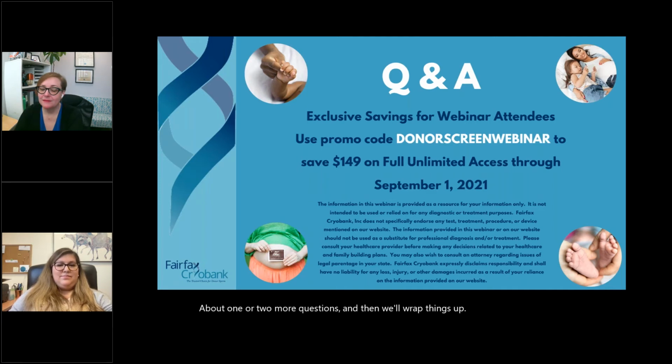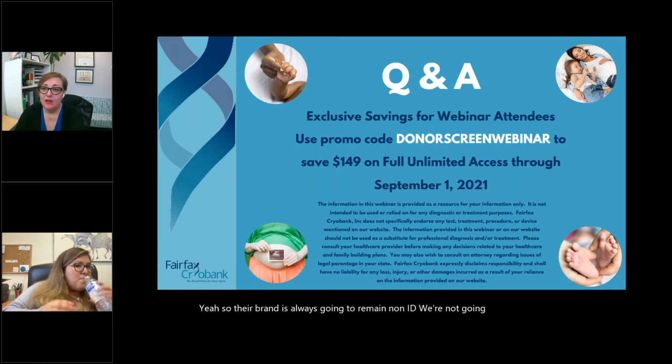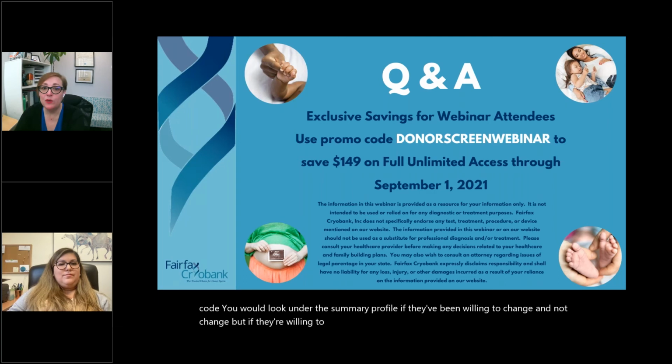If the donation was provided before you started asking all donors to be open to potential contact from a child when they reach 18, I'm assuming they will remain anonymous unless they change their status with you in the yearly update? Yeah, so their brand is always going to remain non-ID. We're not going to change their brand code. You would look under the summary profile if they're willing to release their identifying information, and we will update it in the summary profile. And as I said, it doesn't only have to be during the annual update. We'll ask them during the annual update every year, but they can log on at any time and request that change.